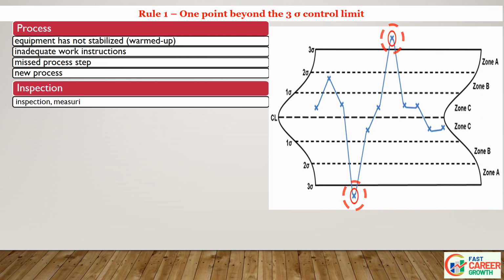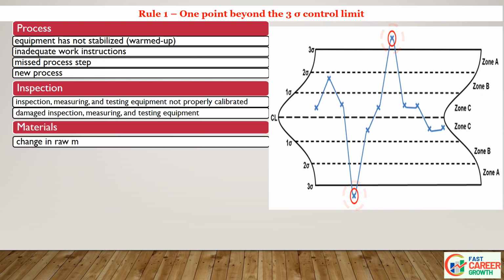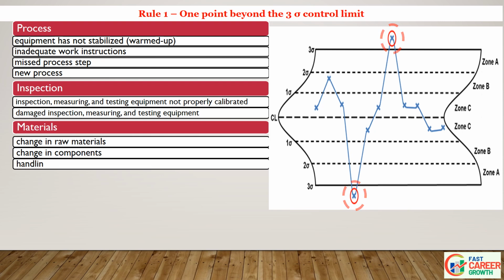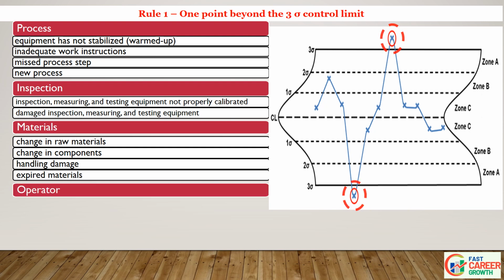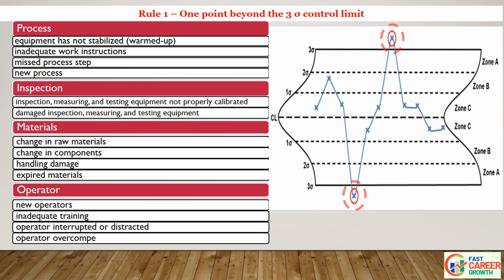measuring, and testing equipment not properly calibrated, damaged inspection, measuring, and testing equipment. Materials, change in raw materials, change in components, handling damage, expired materials. Operator, new operators, inadequate training, operator interrupted or distracted, operator overcompensating when making process adjustments.